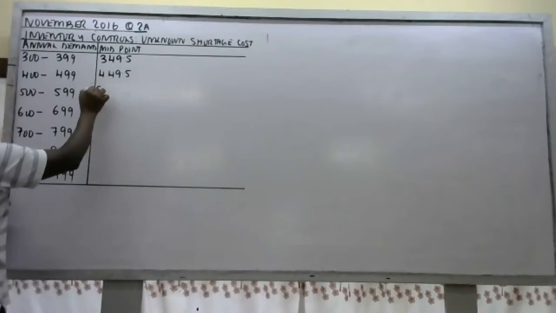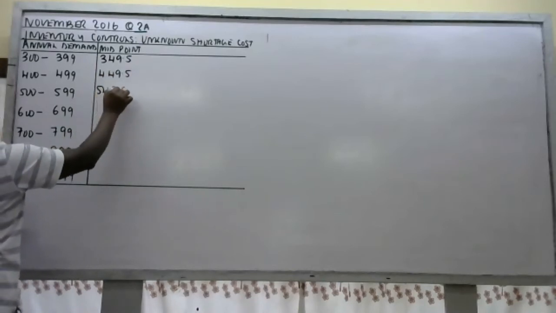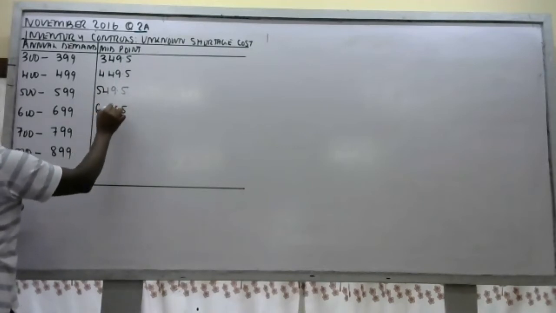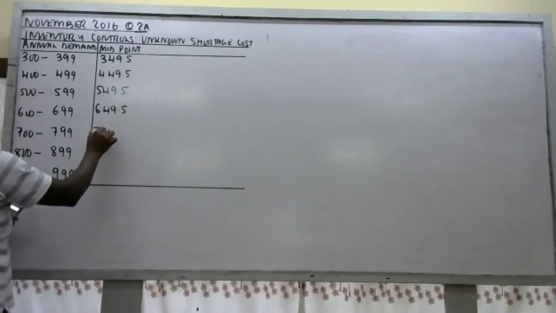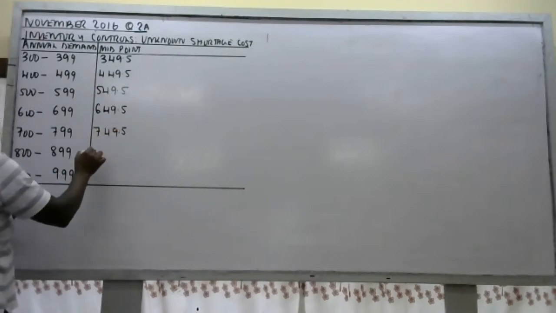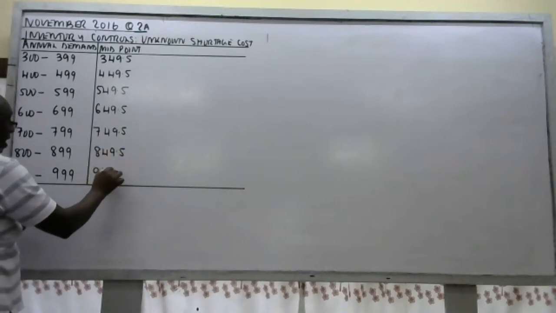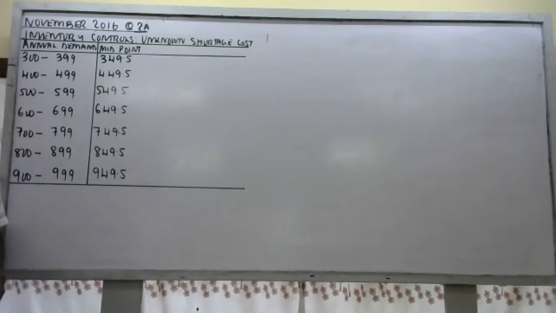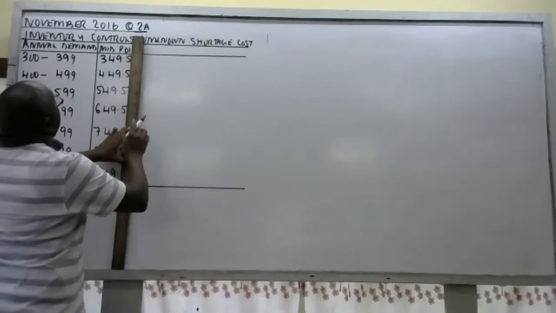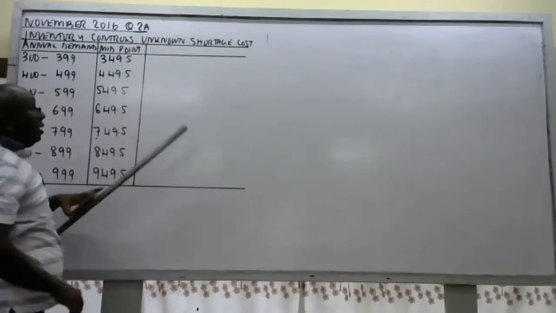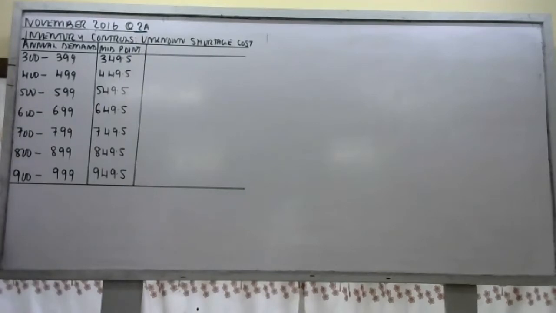449.5, 549.5, 649.5, 749.5, 849.5, 949.5. That is the midpoint, or those are the values of the midpoints. The midpoints.